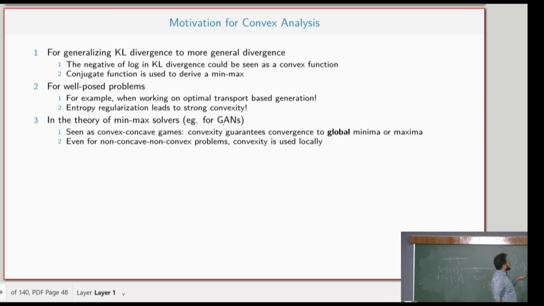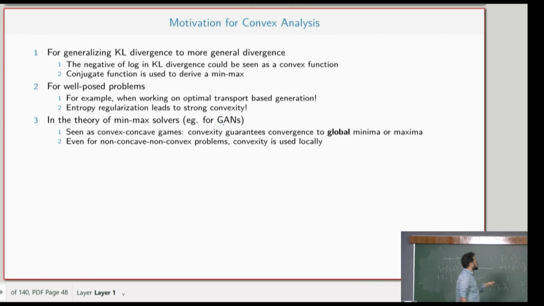For example, the KL divergence term involves a log. If you look at the negative of the log, the negative of the log is a convex function. One possibility is, could you have replaced the negative of the log with some more general convex function? That's the idea of f-divergence. So we will come to that today.